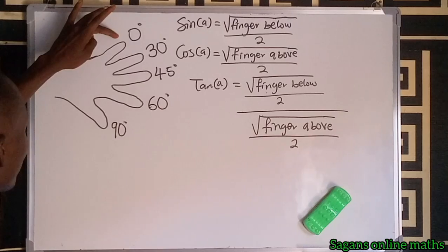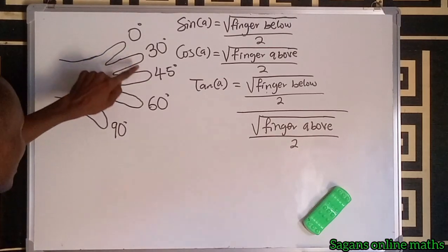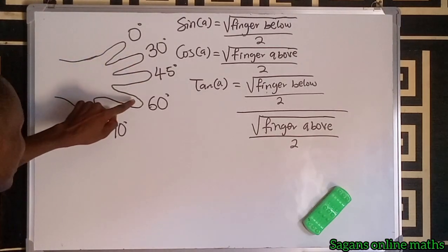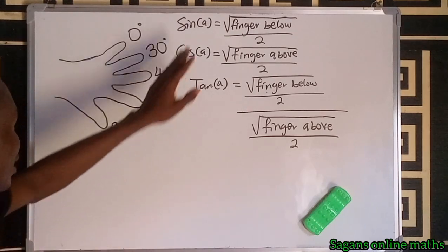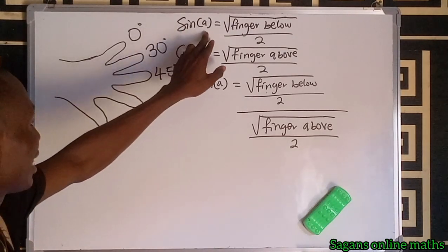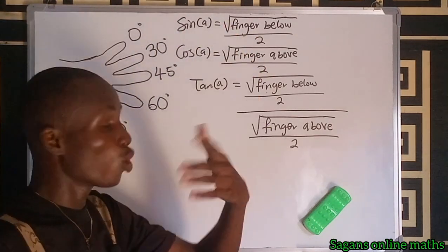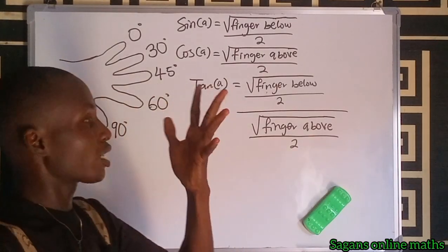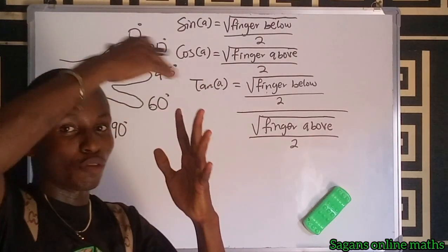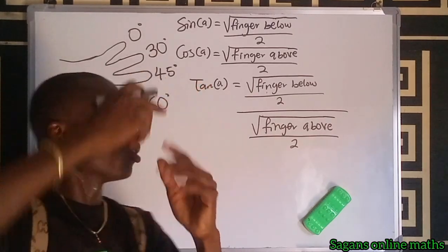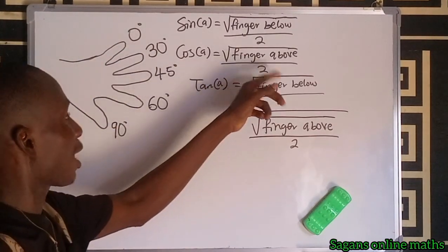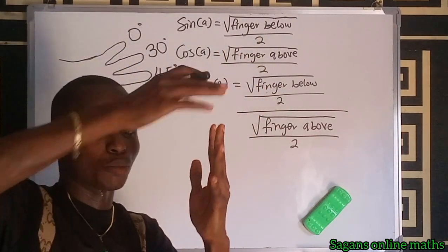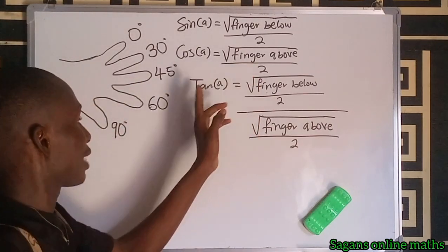Now, this is your 0 degree, 30 degree, 45 degrees, 60 degrees, 90 degrees. So we are going to start from here. Remember that sine A is equal to the square root of the finger below divided by 2. Let me show you: this is below, this is above. And cos A is equal to the square root of the number above, divided by 2.